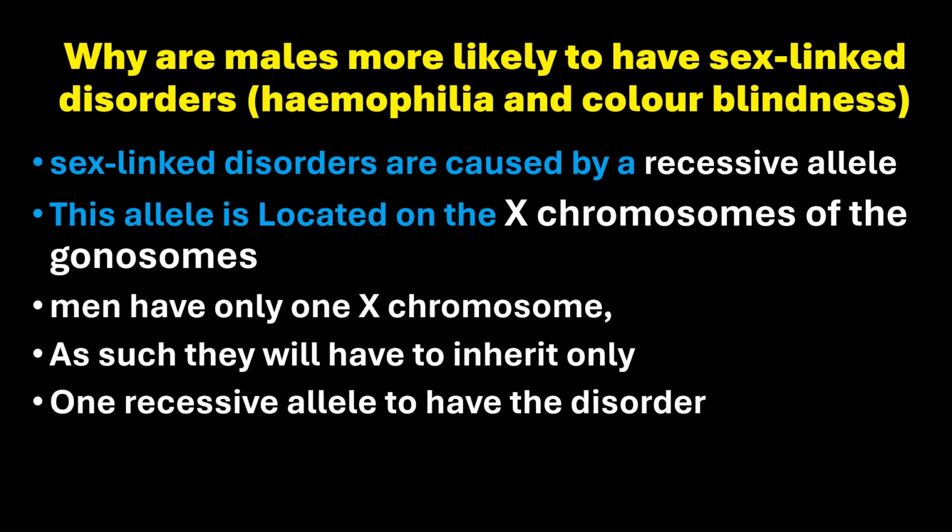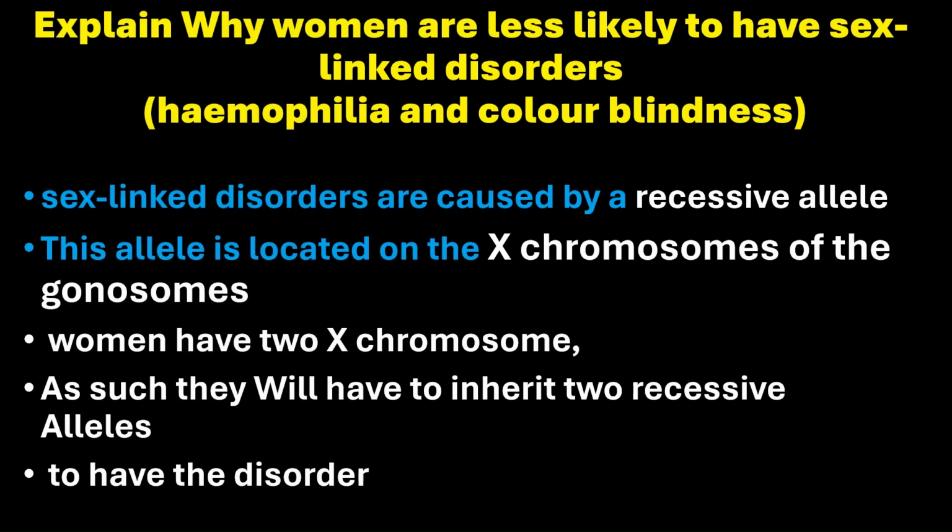Now we're going to look at this question in reverse. So in reverse, now we are asking, explain why women are less likely to have sex-linked disorder. So you have to reverse the statement in the previous situation by saying sex-linked disorders are caused by a recessive allele. This allele is located on the X chromosomes of the gonosome. Women have two X chromosomes. As such, they will have to inherit two recessive alleles to have the disorder. And that is just how you answer it.